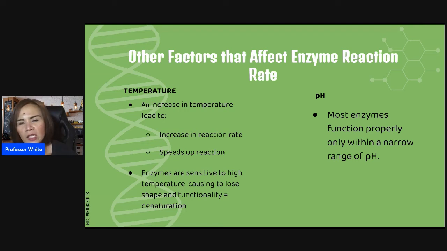Now, in terms of pH, most enzymes function properly only within a very narrow range of pH. So I want you to find that out. What pH is the optimal pH necessary for the enzyme to function?